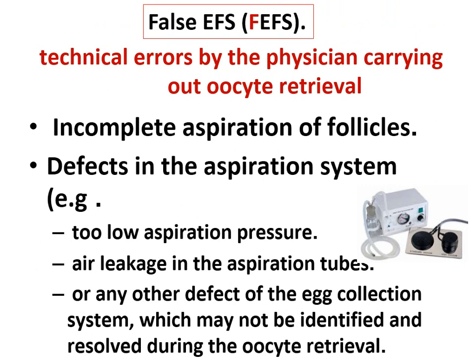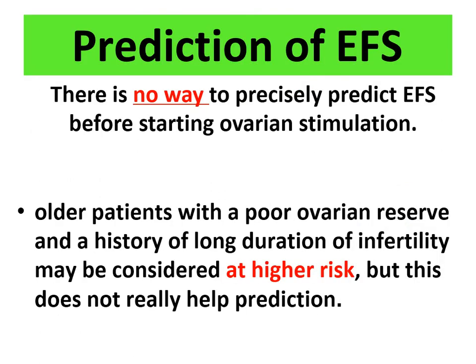False empty follicle syndrome can also occur due to technical problems. While you are doing aspiration, you may make some mistakes, like incomplete aspiration of the follicles, defects in the aspiration system, the pump not working well, too low aspiration pressure, air leakage in the aspiration tubes, or any other defects in the egg collection system, which may not be identified and resolved during the oocyte retrieval. So we have genuine and we have false empty follicle syndrome.